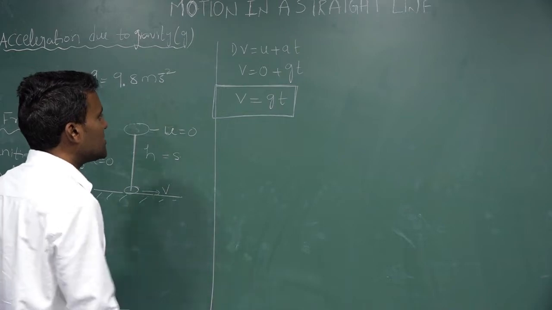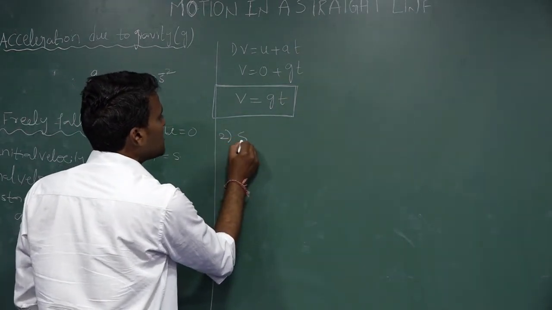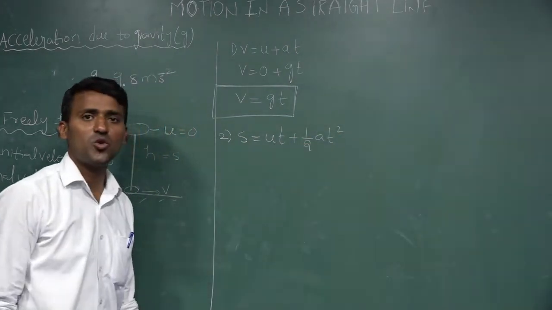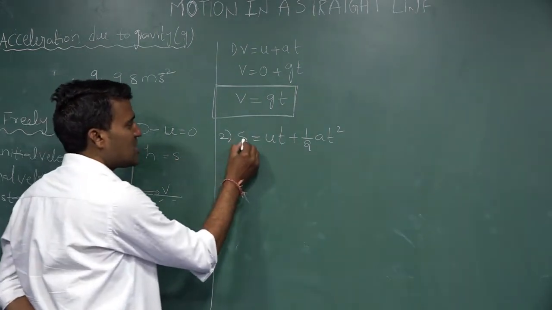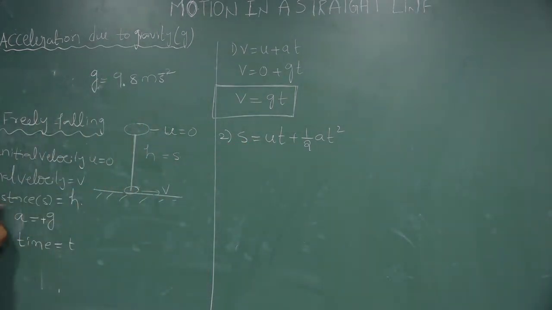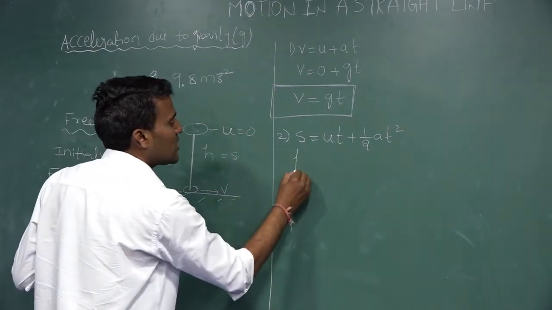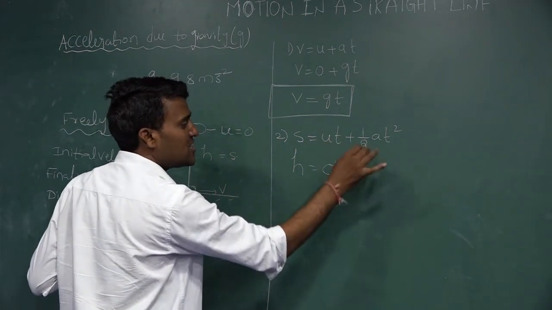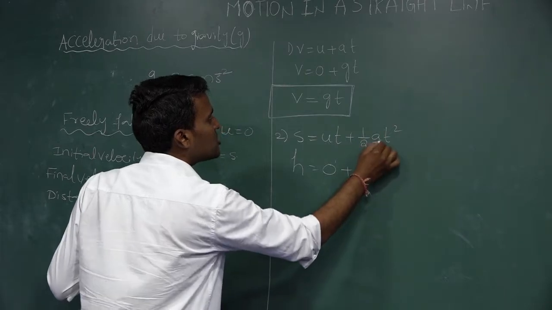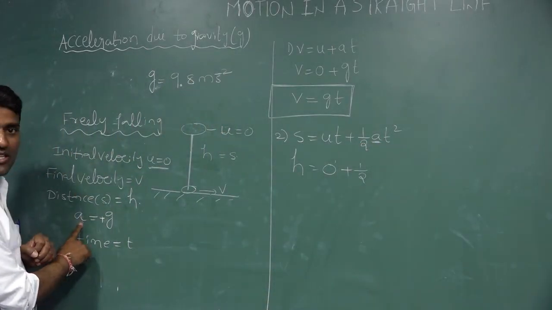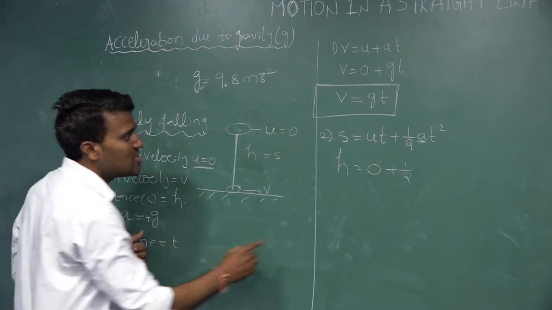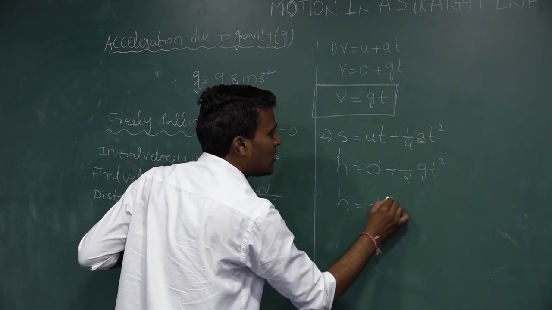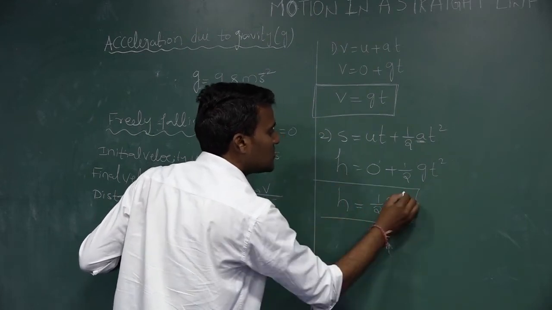Next, the second equation of motion, s is equal to ut plus half at square. Now s is equal to the height h. Initial velocity is equal to 0, so 0 into something is 0, plus half into acceleration. Acceleration is acceleration due to gravity g. So h is equal to half gt square.